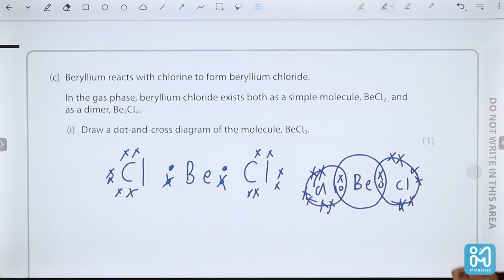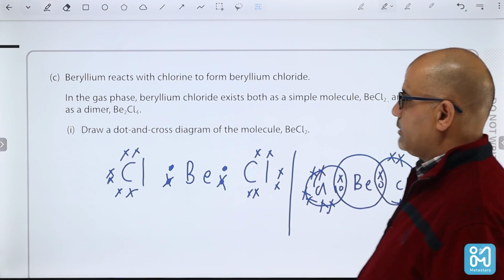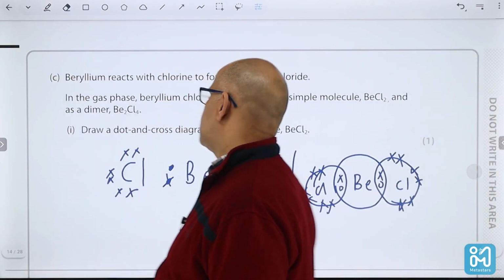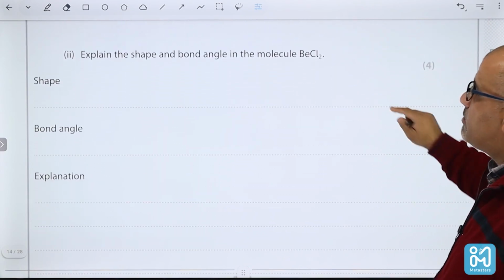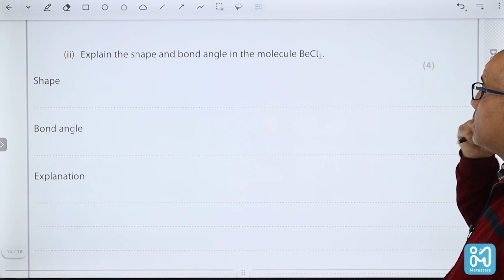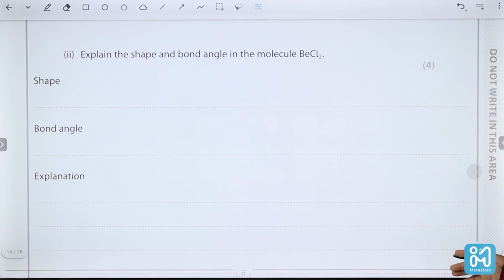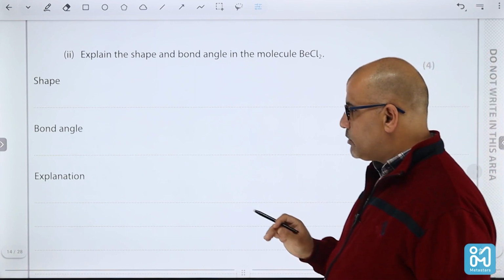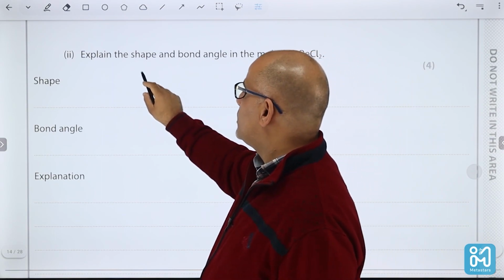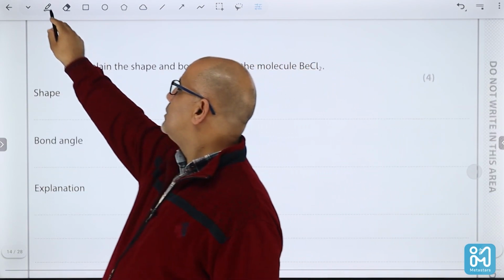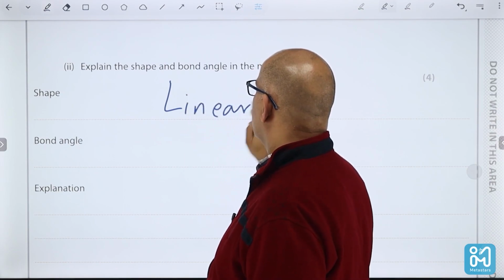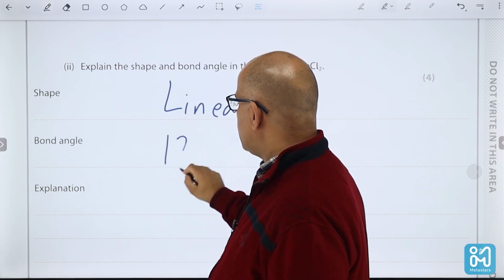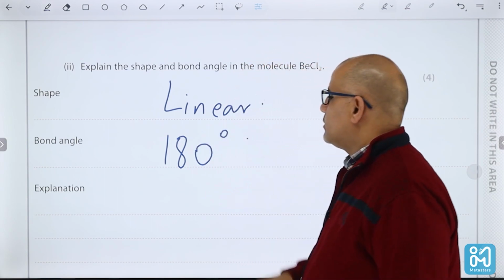That's the idea. Both methods are correct. Now, explain the shape and the bond angle in the molecule beryllium dichloride. Since we have 2 bonded pairs, the shape is linear, and the bond angle is 180 degrees.